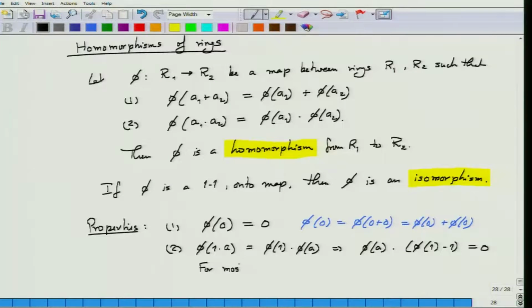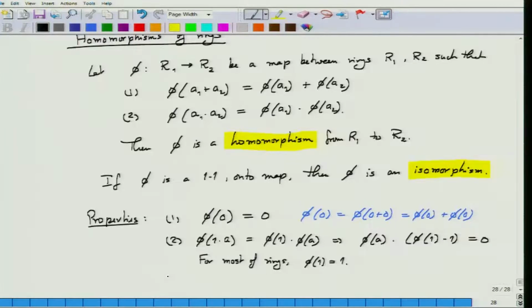Even if it is not an integral domain, if any element a is mapped by phi to a unit of the ring R2, then also we can say that phi of 1 is 1. Recall the definition of a unit? A unit was an element which has an inverse within the ring. So for most of the rings, phi of 1 is 1. Rings and mappings, it's fine. So we will stick to this assumption that for a homomorphism, phi of 1 is 1. So that just simplifies certain things.